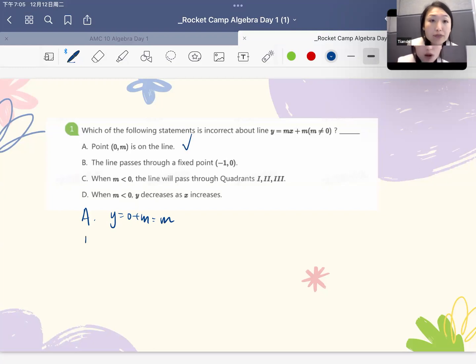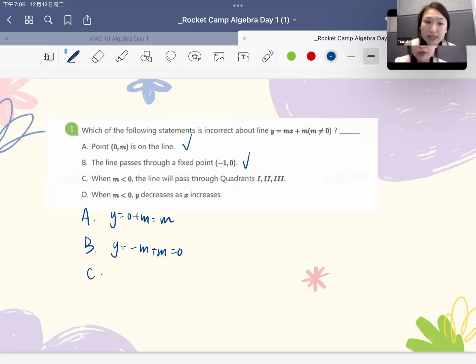And let's try for B, right? B tells us that the line passes through a fixed point, (-1, 0), right? So if x equals -1, then y equals -m plus m, it equals 0, right? And it means that no matter what the value of m is, the line will always pass through a fixed point, (-1, 0). Yes, so B is correct as well.